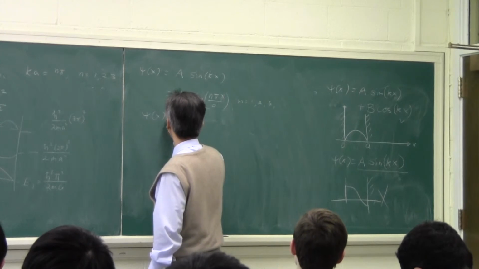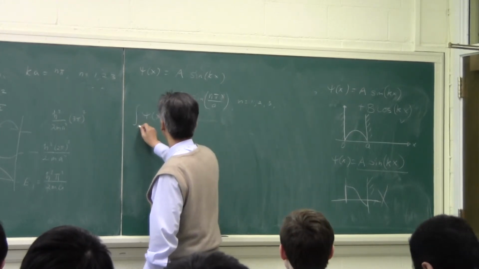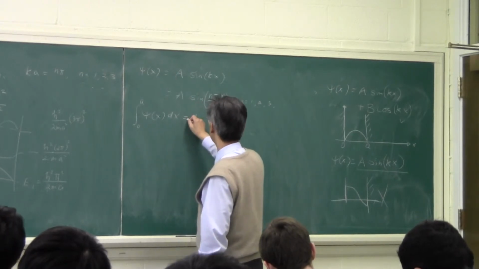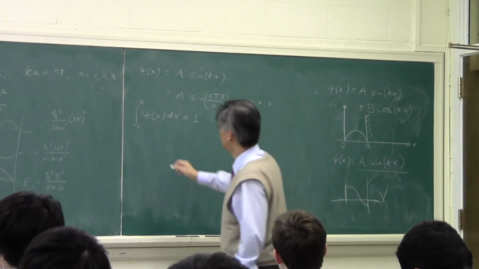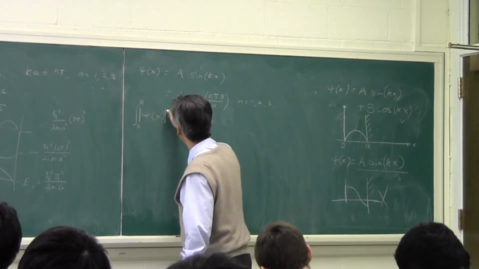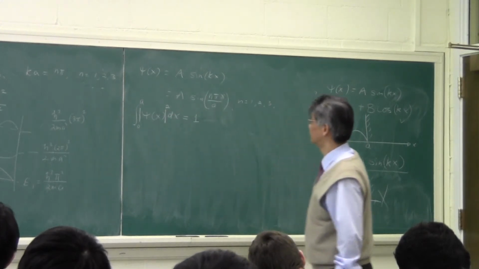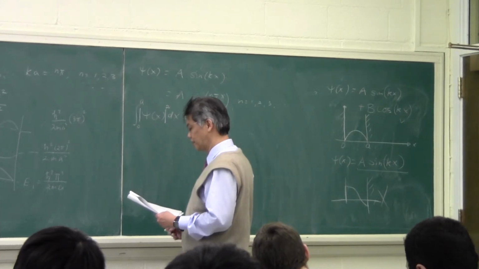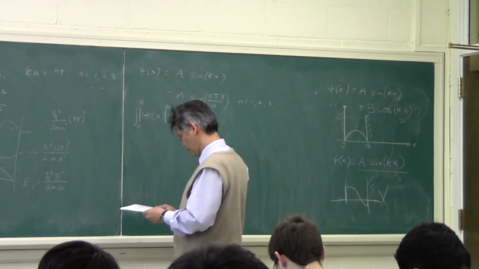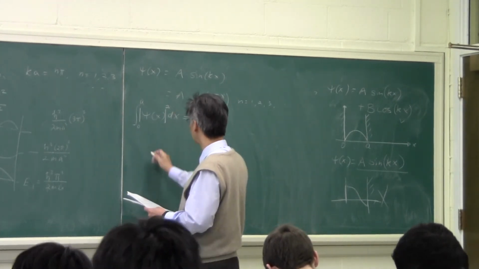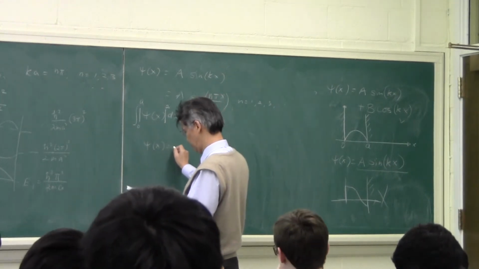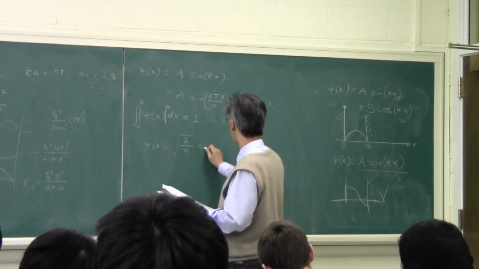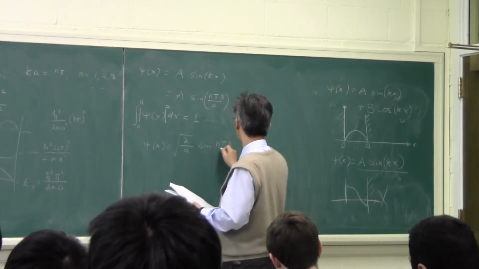We can normalize this function so that when we integrate the wave function within the box, this should be equal to 1. Okay? And you can actually work this out. And you can show that ψ(x) is then equal to, after normalization, square root of 2 over a, sine nπx over a.